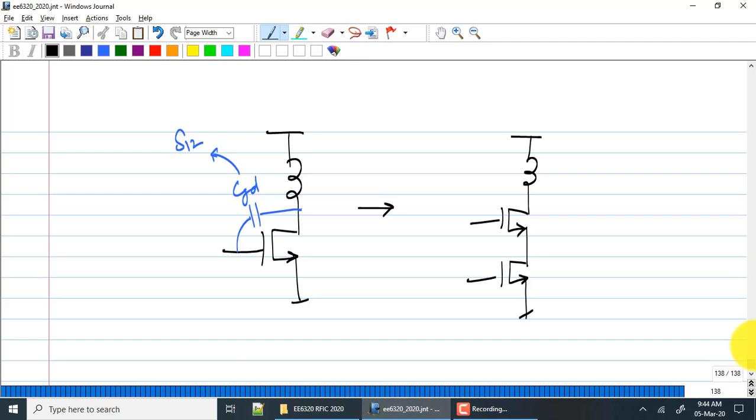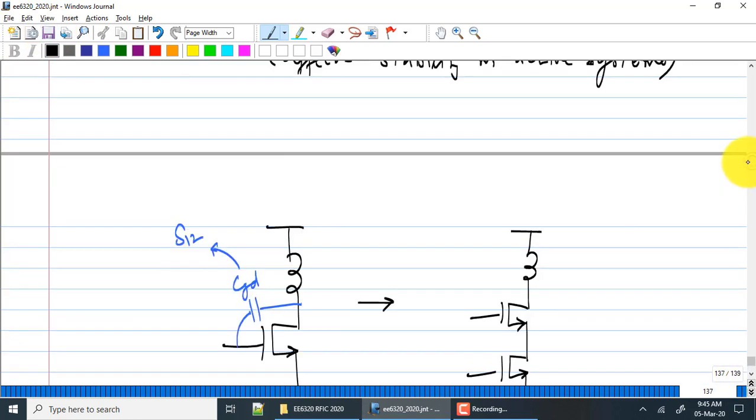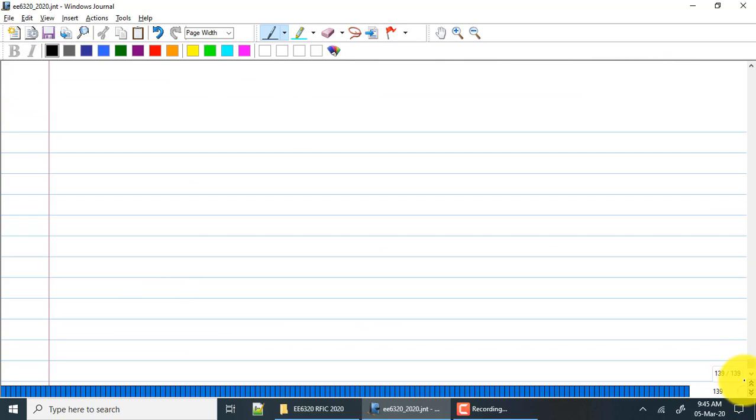So just one other variant of the common gate amplifier before we close out the topic of LNAs, and from next class we'll move on to mixers. Okay? So let us go back to your common gate LNA.